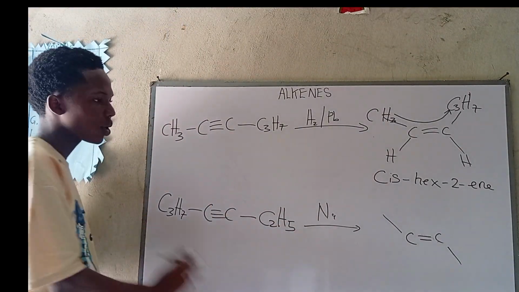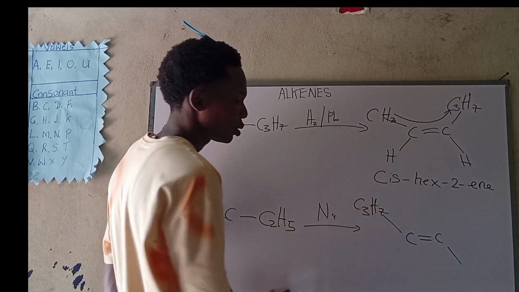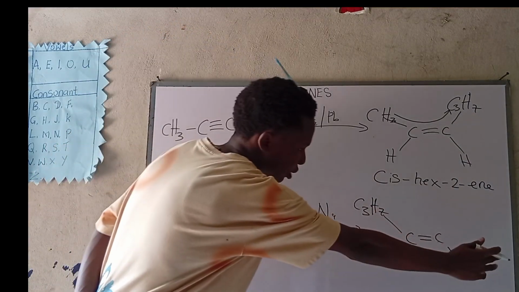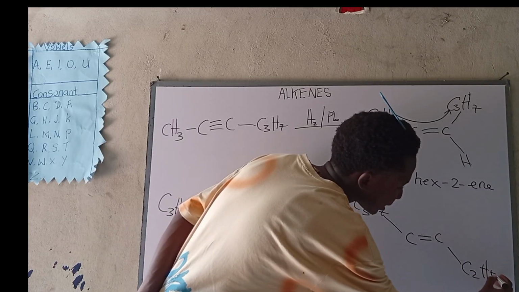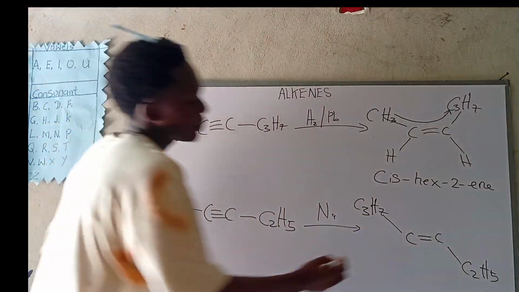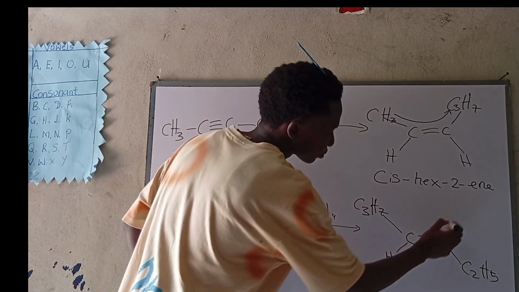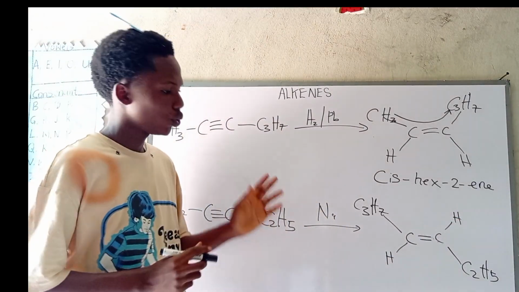From this side, the first one will be here, C3H7. The last one will be on the other side, the last side of it. So C2H5. It's as simple as that. Okay, guys. Now, what next? Let's balance our hydrogen. After all these are done, what should we do?